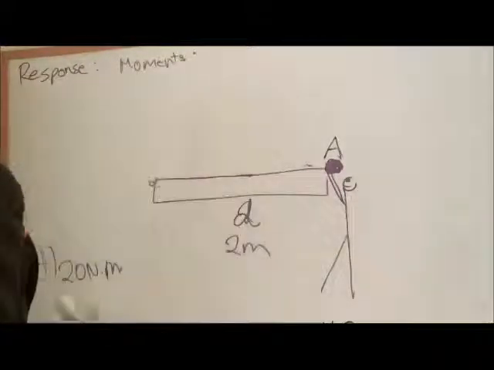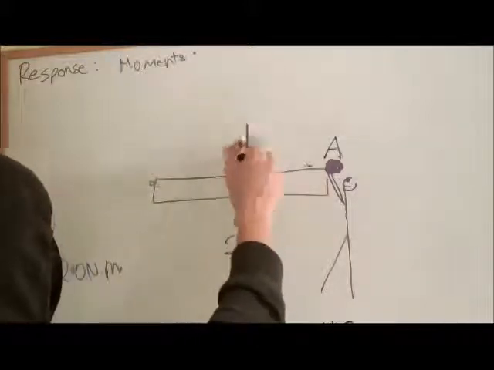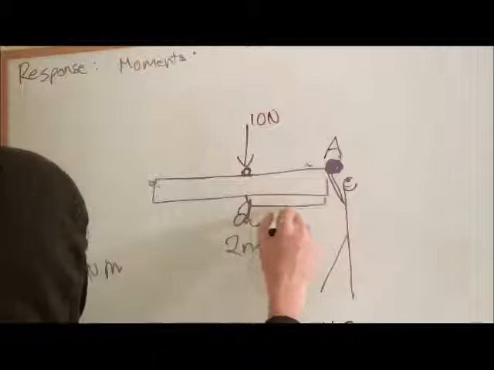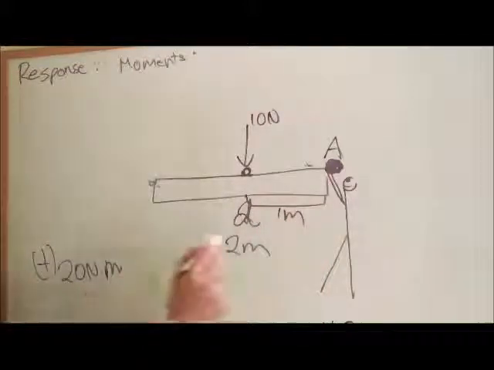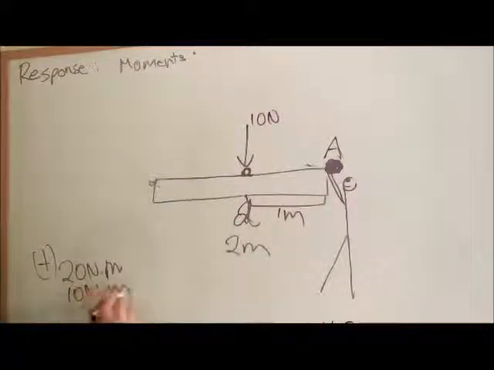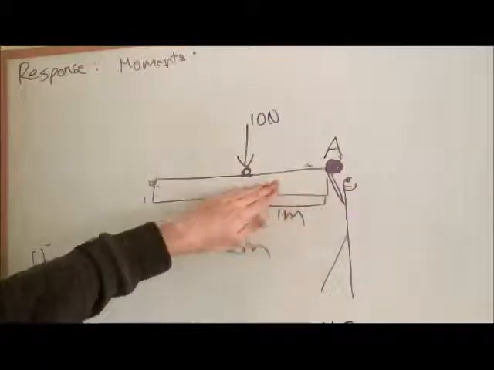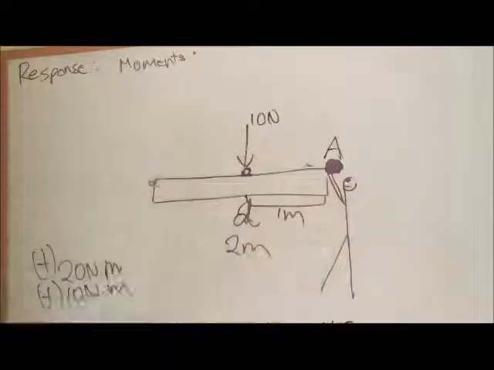Whereas if the force was acting over here, halfway, at the same 10 newtons, now it's only going to have a distance of 1 meter. So then you're going to get 10 newtons times 1 meter, which is 10 newton meters. And once again, that's going to be positive. So you can see with the distance, the larger the distance, the greater the moment about A is.